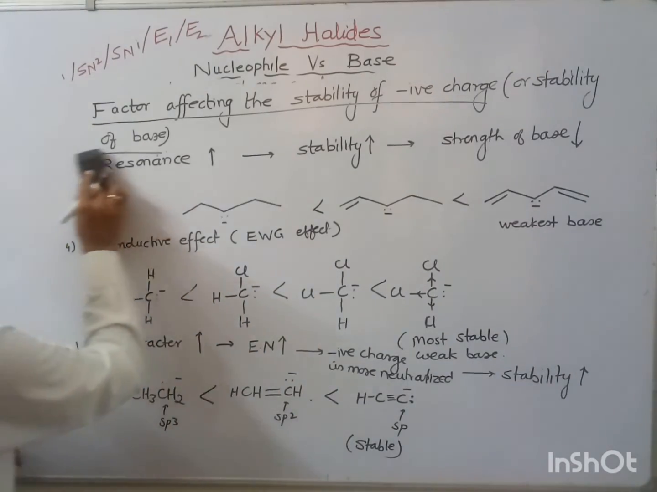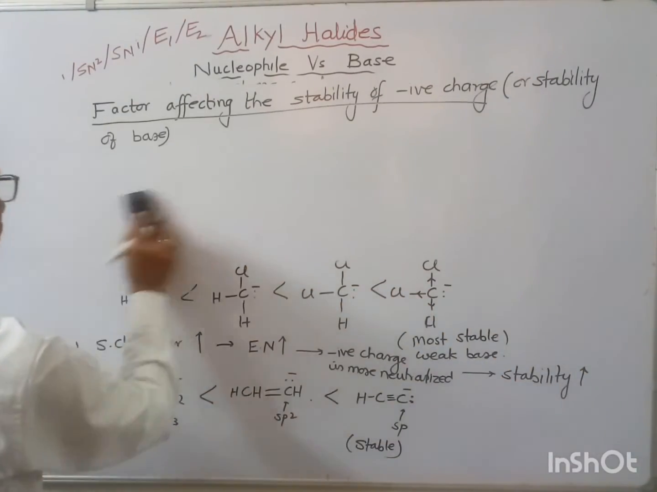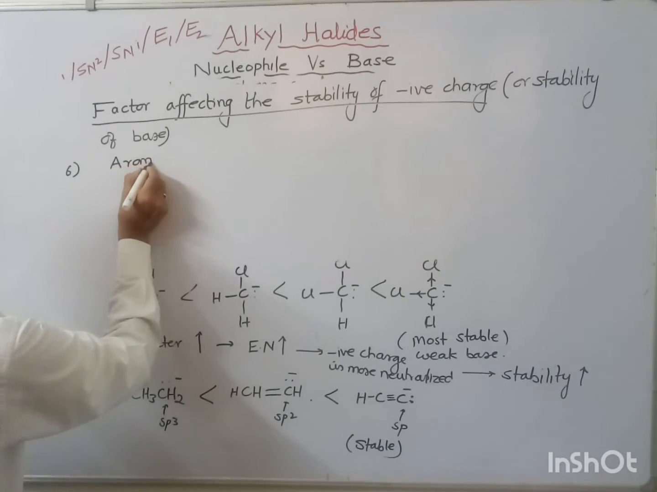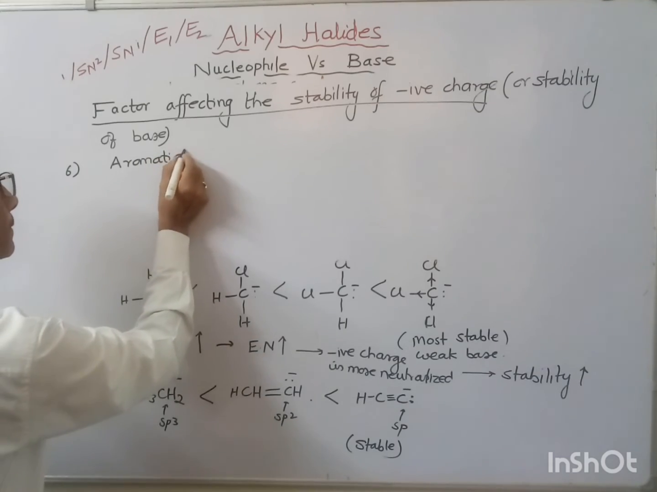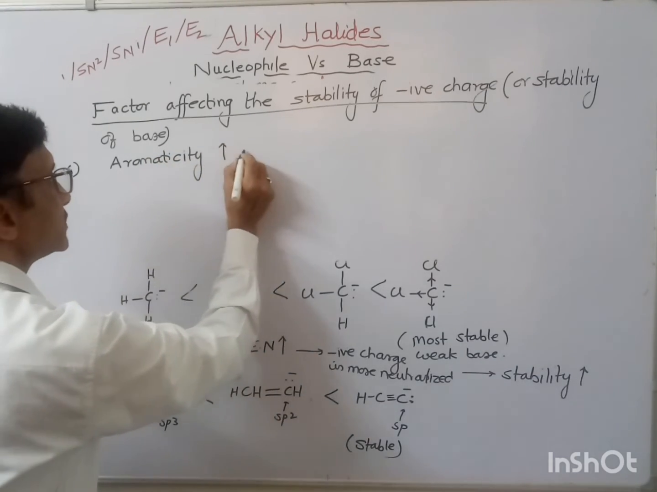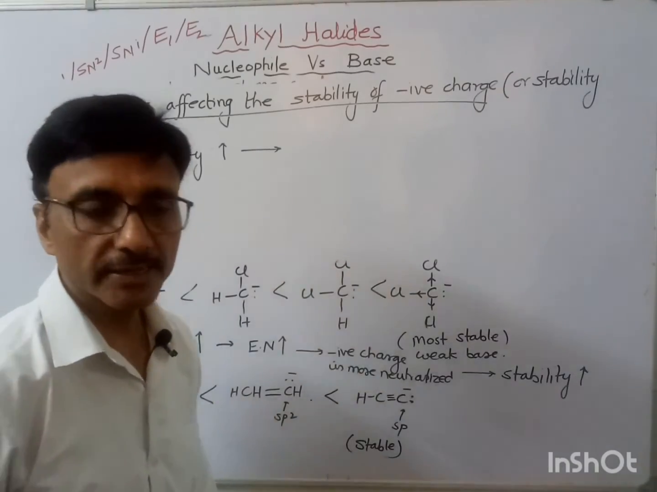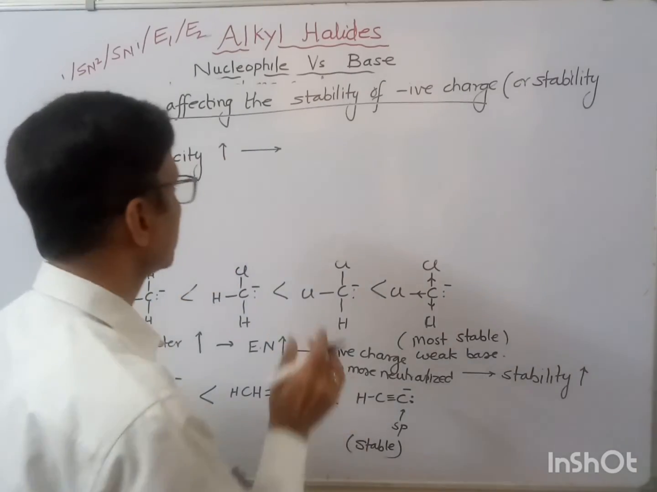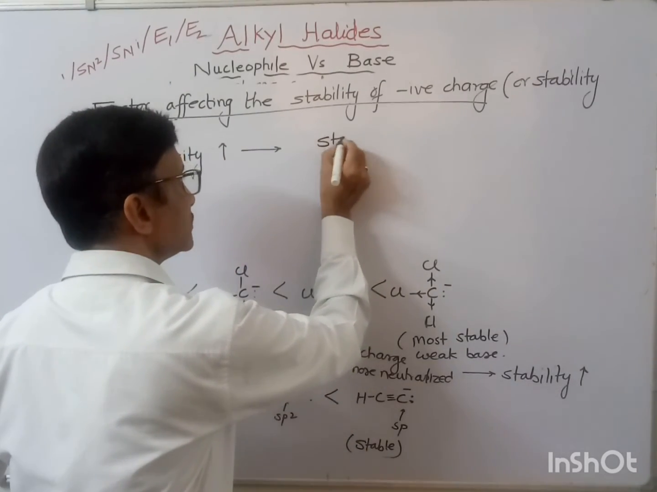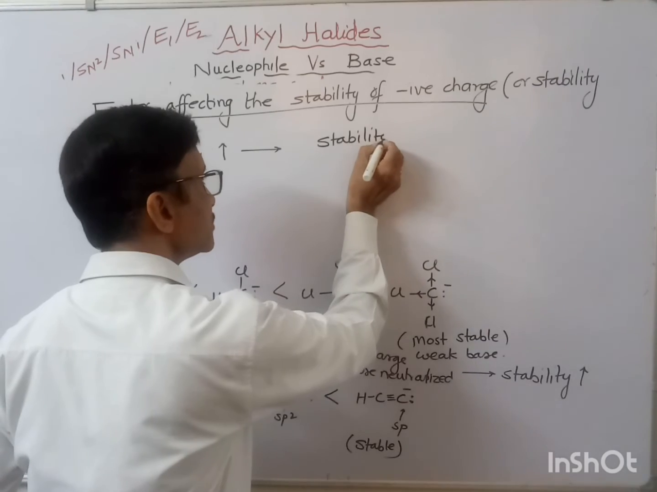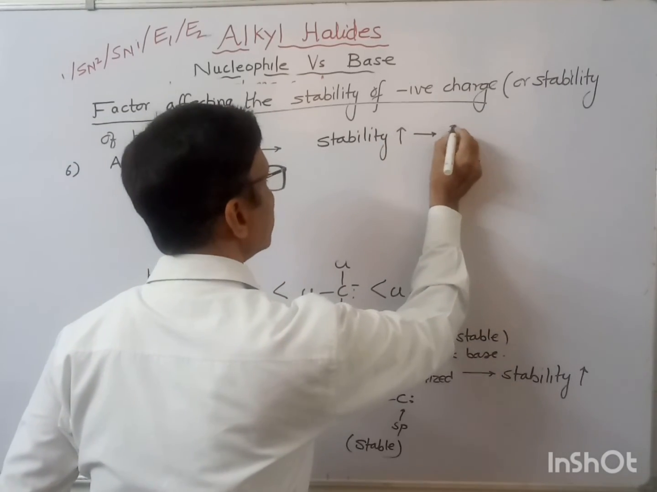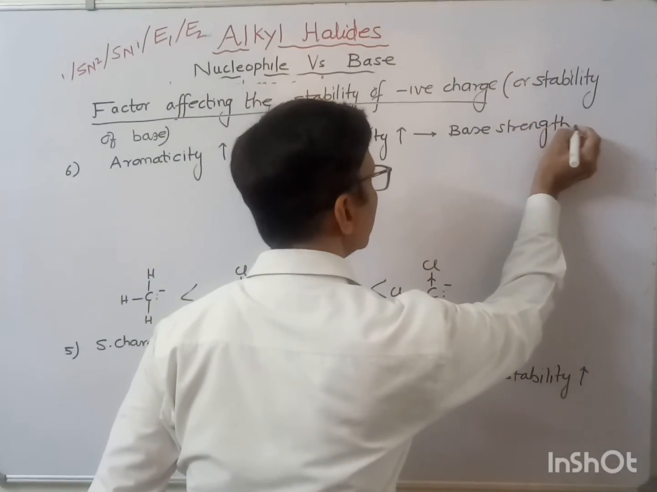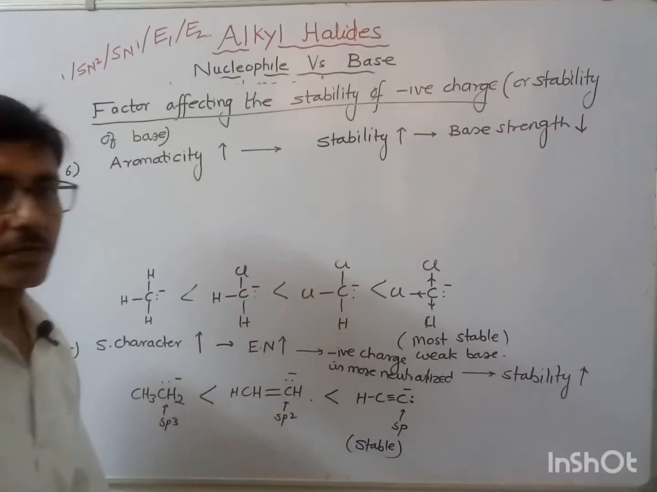And the last one is aromaticity. So all of you know this. As the aromaticity increases, the negative charge is much more delocalized or much more dispersed. So stability increases, basicity decreases, base strength decreases. The negative charge is neutralized.